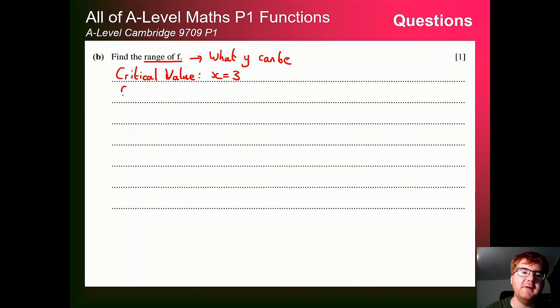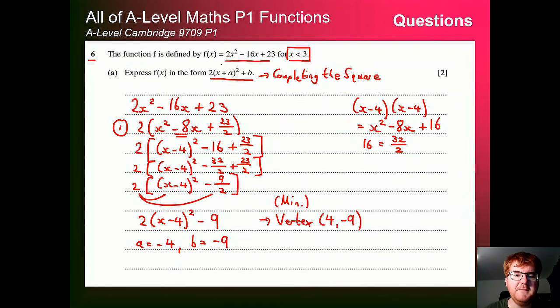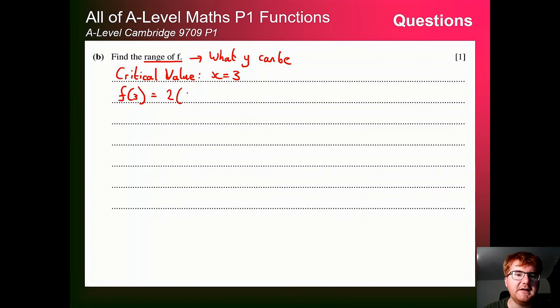So if I put that into my function, so f of 3, and substitute it in either one here, because they're both the same thing, we get 2 brackets, 3 minus 4 all squared, minus 9. That's going to give us minus 1 all squared is 1, 1 times 2 is 2, 2 minus 9 is minus 7. So one value on our quadratic is (3, minus 7). It's going to help us a bit later on.